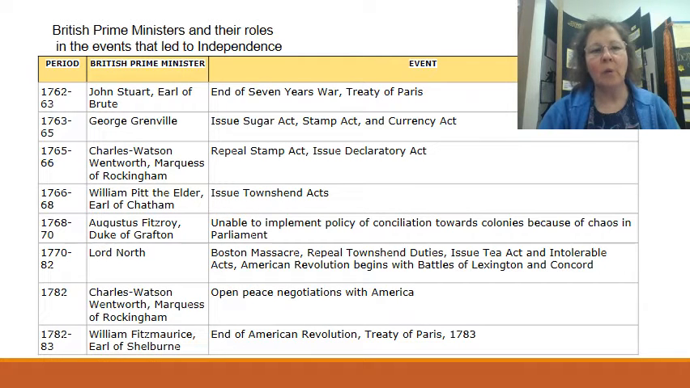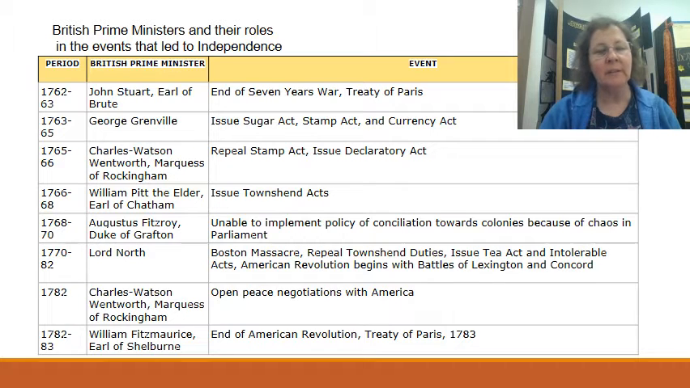Okay, before we go to the actual Boston Massacre, I thought that a timeline in regard to the events that lead to independence might help you. And of course, this timeline does come from the ushistory.org website on the chapter that is the events that lead to independence. So what we're looking at actually are the British prime ministers, which are the equivalent of our president, and their roles in the events that led to independence.